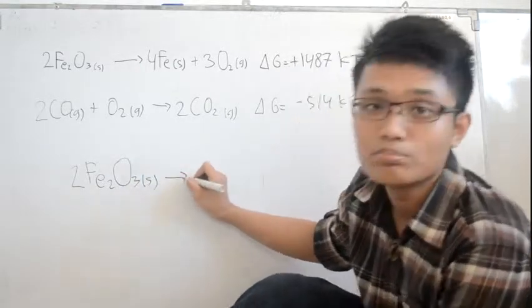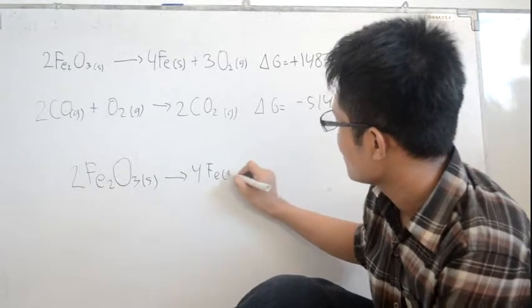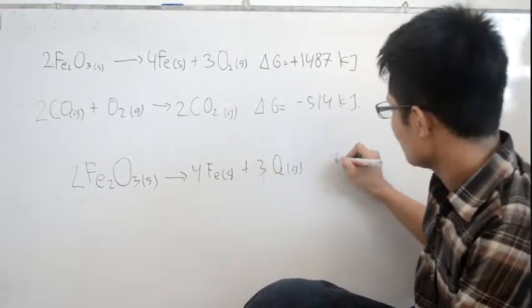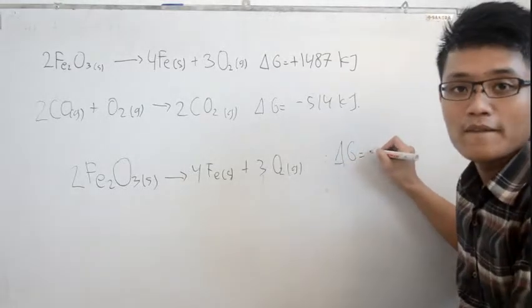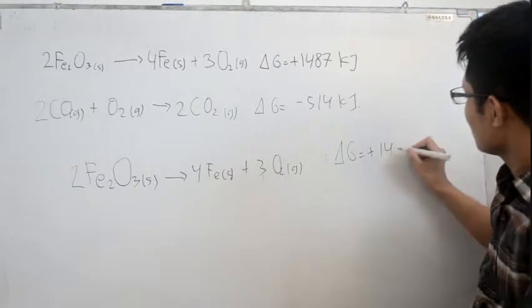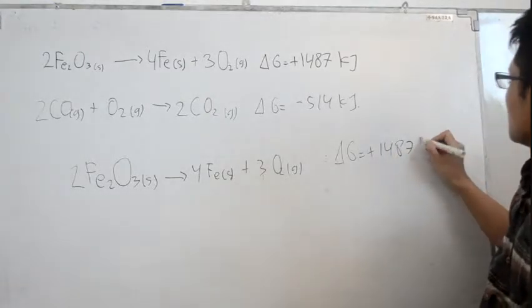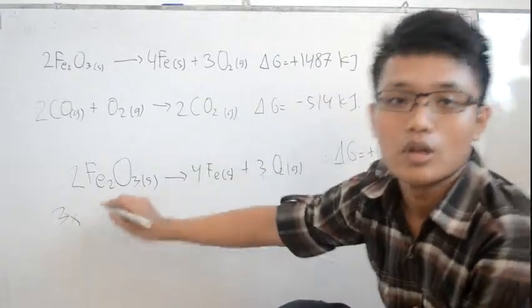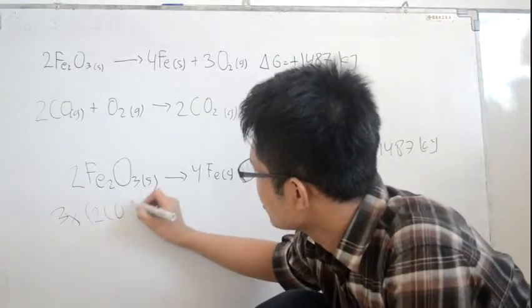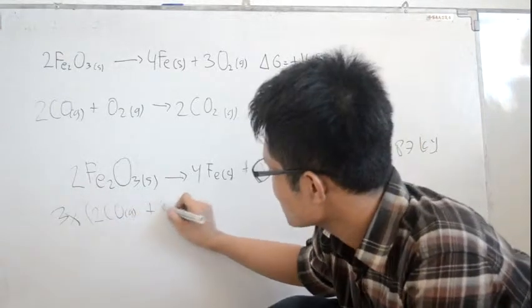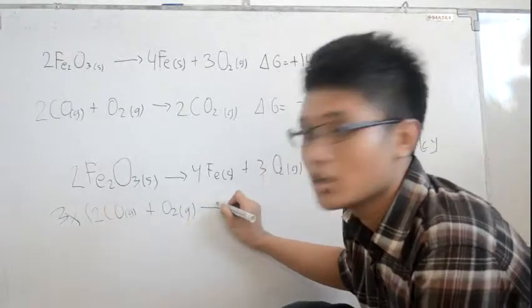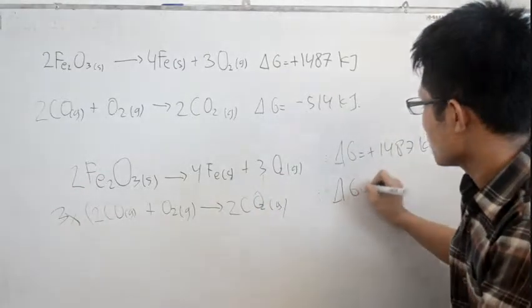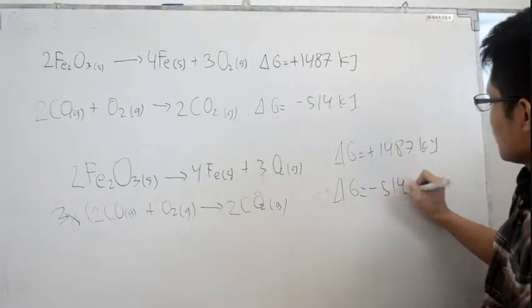2Fe2O3 solid state becomes 4Fe in solid state plus 3O2 gas state, and delta G equals plus 1487 kilojoules. 3 times 2CO gas plus O2 gas becomes 2CO2 gas state, and delta G equals minus 540 kilojoules.